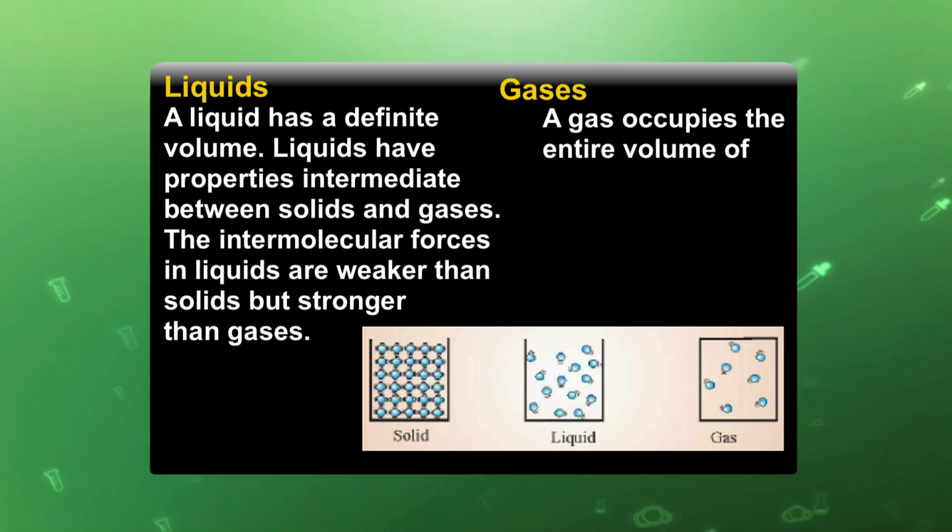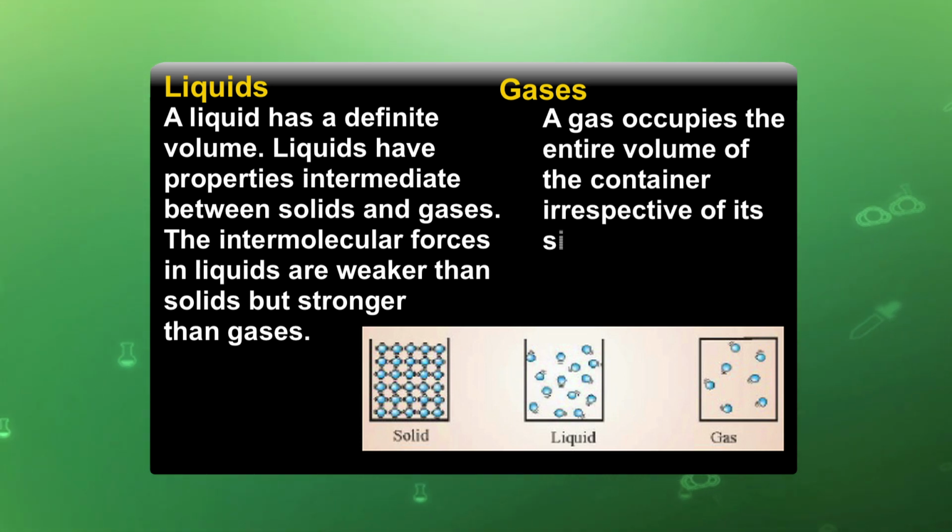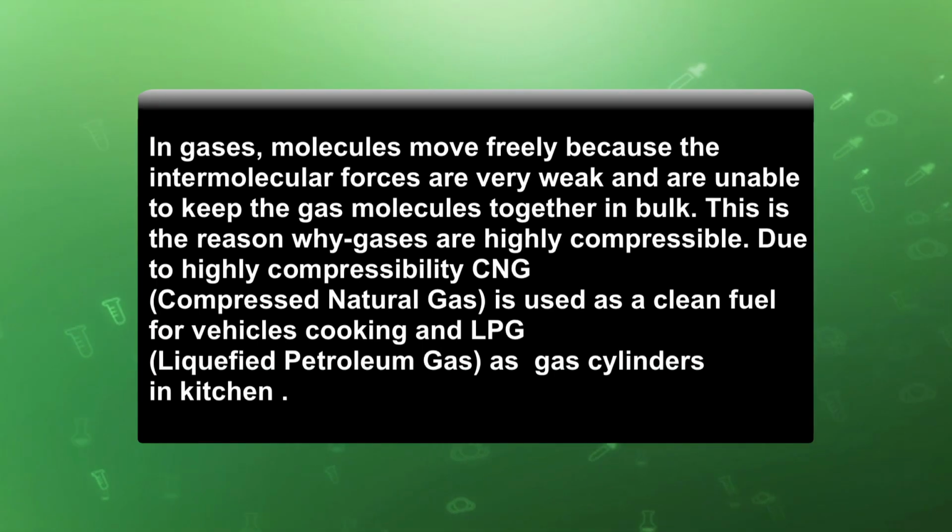Now, in case of gases, a gas occupies the entire volume of the container irrespective of its shape or size. In gases, molecules move freely because the intermolecular forces are very weak and are unable to keep the gas molecules together in a bulk. This is the reason why gases are highly compressible. Due to high compressibility, CNG, compressed natural gas, as we all know, is used as a clean fuel for vehicles and in cooking. LPG, liquefied petroleum gas, we all see as a gas cylinder in the kitchen.